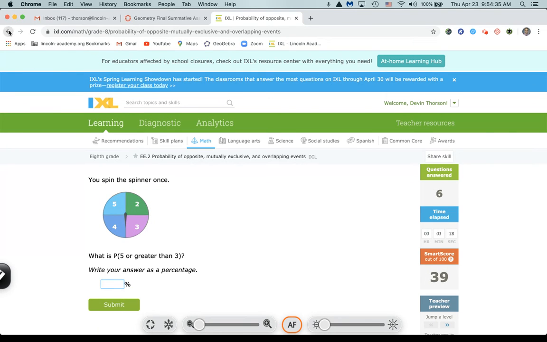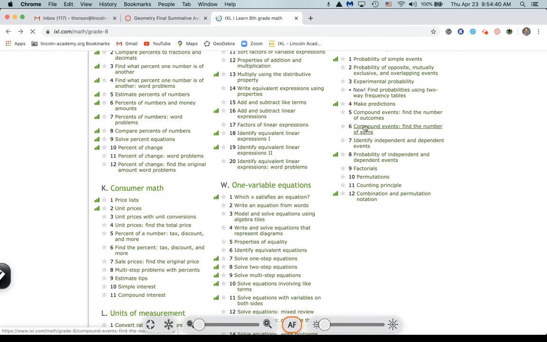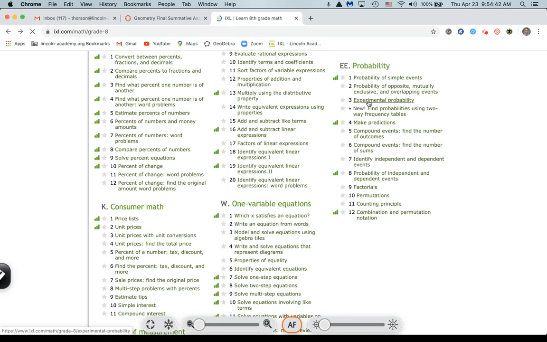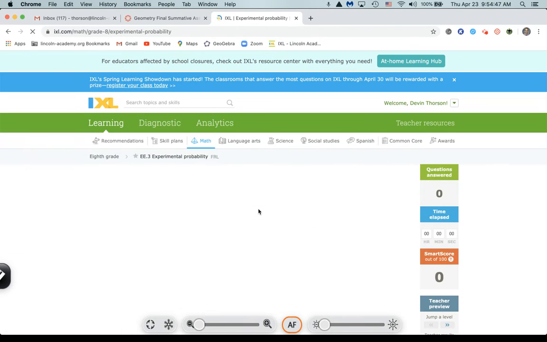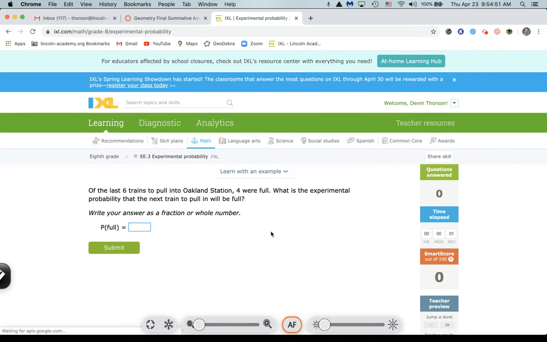Right? The other one I want to talk about before we run it, I don't want to keep this too long, is experimental probability. Experimental probability is just that, what I talked about like at the grocery store. They're going to give you an experiment. It says, of the last 6 trains to pull into Oakland Station, 4 were full. What is the experimental probability the next train pulling in will be full? Now, again, you think, well, they're either full or they're not. Maybe that's a 50-50 chance. But no, we're going to look at the experimental.